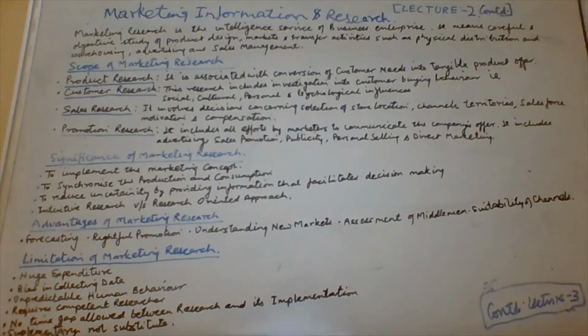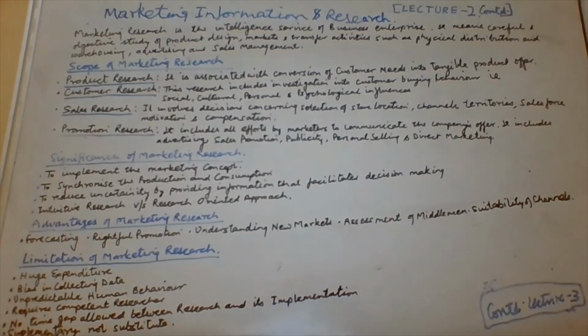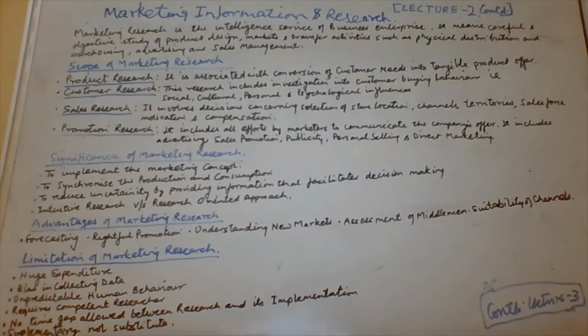The second is customer research. This research includes investigation into consumer buying behavior, or buyer behavior, that is, social, cultural, personal, and psychological influences. This is what we mean by the buyer's characteristics. It is very important for any marketing manager to investigate the characteristics of the buyer, and these characteristics are the social, cultural.